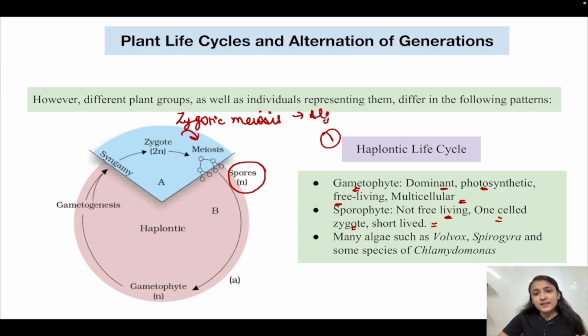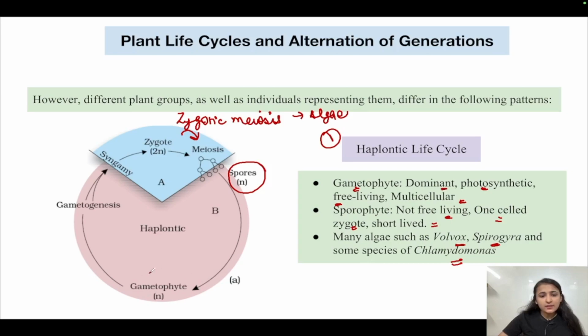Zygotic meiosis takes place in many of the algal groups. For example, Volvox, Spirogyra, some species of Chlamydomonas. So many algae show this haplontic life cycle. This pink colored structure represents the haplontic stage of the life cycle and this blue colored structure represents the sporophytic stage or the diploid part of the life cycle. So you can see the sporophytic stage is so reduced and the pink colored stage duration is bigger and it is dominant also. So this is the gametophyte.